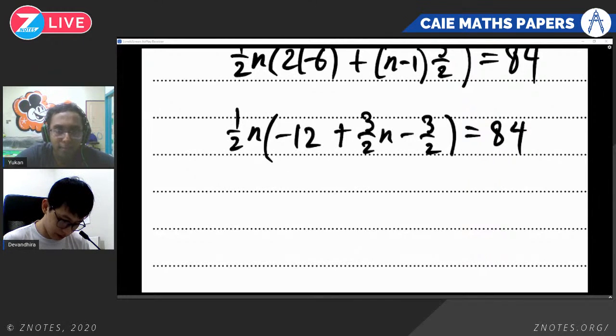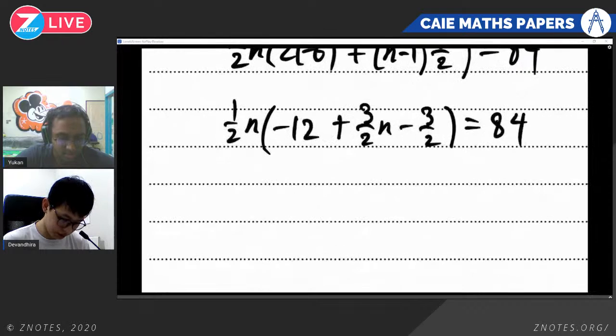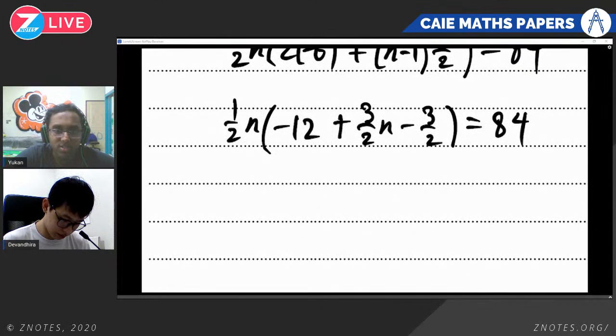So 12 minus 3 over 2 is negative 27 over 2. Sorry, so the two constant terms added together. Oh, you mean this one? Yeah. What do they become? Negative 27 over 2. Okay.